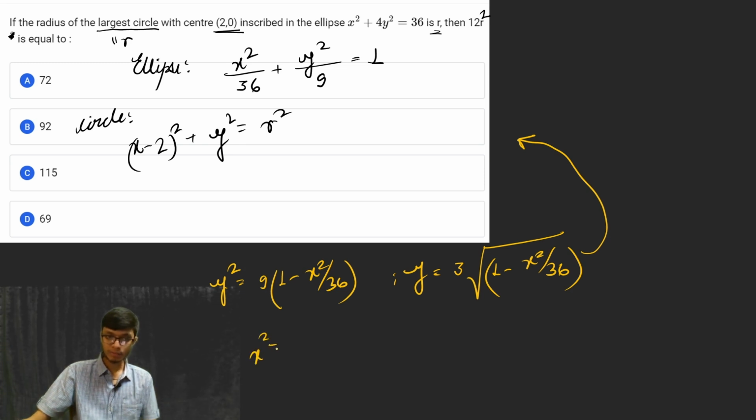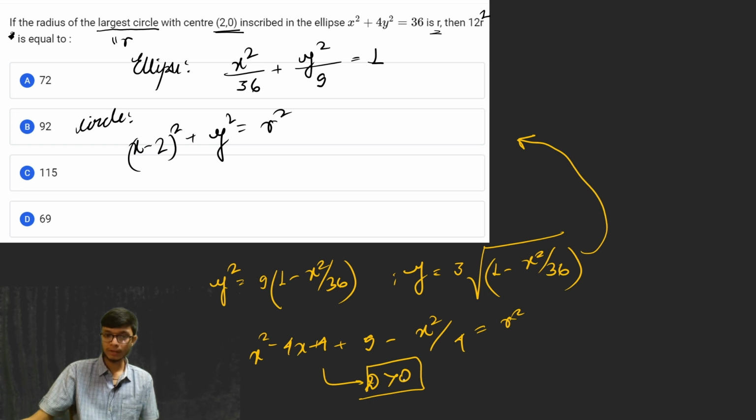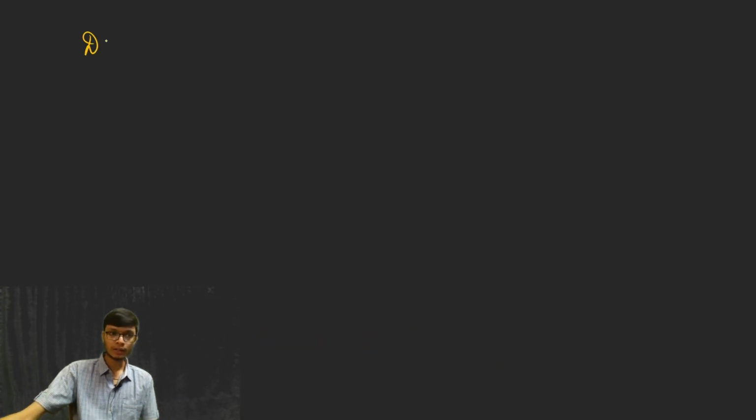So the quadratic will be x square minus 4x plus 4 plus 9 minus x square by 4 is equal to r square. Now for this particular quadratic equation, the discriminant value is equal to 0. That means they will have real roots. And if I have these real roots, then I can definitely solve for the discriminant, which is b square minus 4ac, and for this I'll get minus 16 whole square. So you can definitely do the calculation.